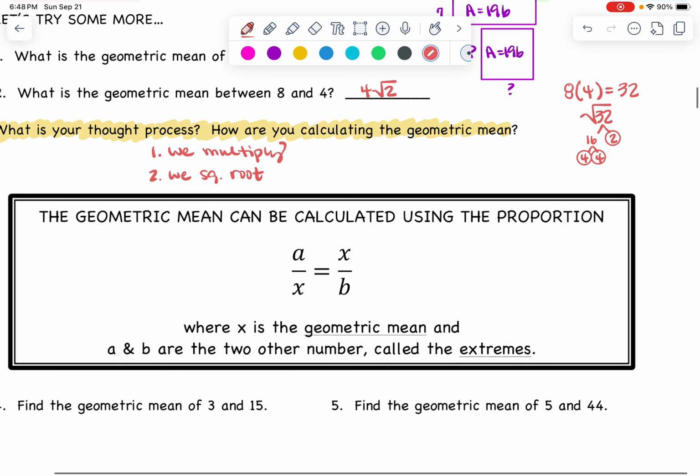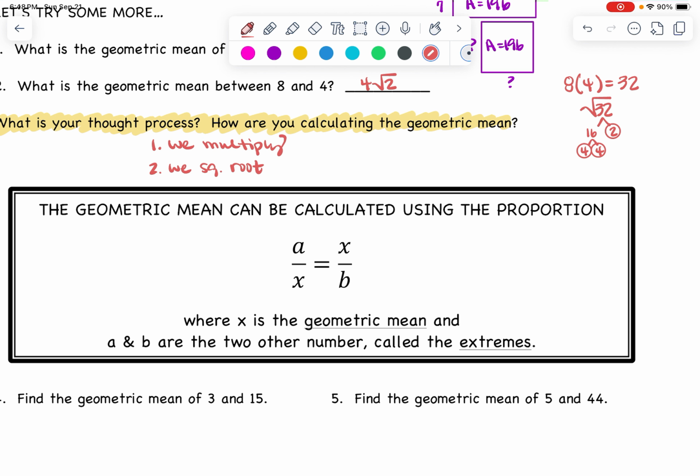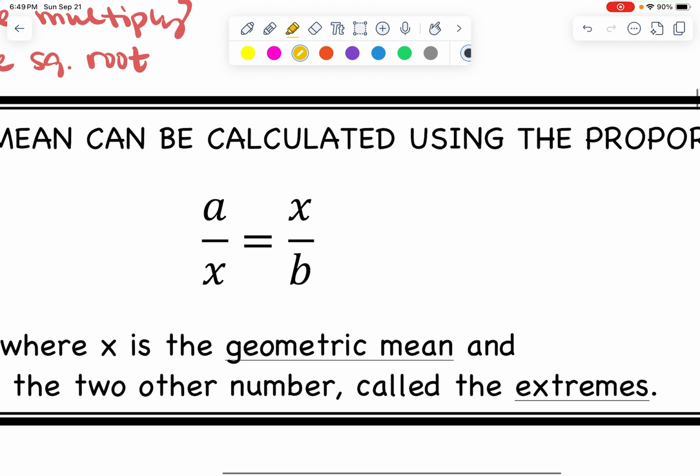Now, why are we talking about this? Well, because geometric mean is technically a proportion, right? I don't know if anybody's heard this before, but when you set up a proportion, the position of the numbers in your proportion have specific names. I'm never going to quiz you on this or anything, but I just want to let you know. The lower left and top right numbers, those are called the means.